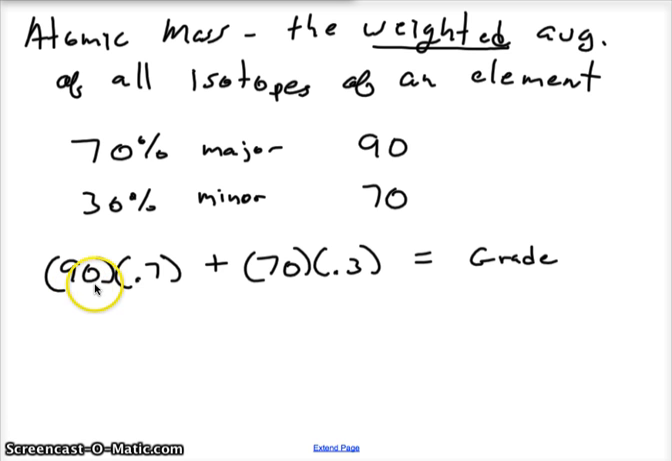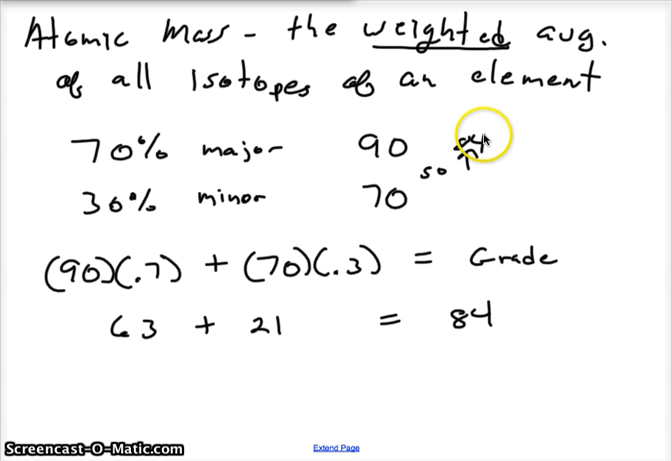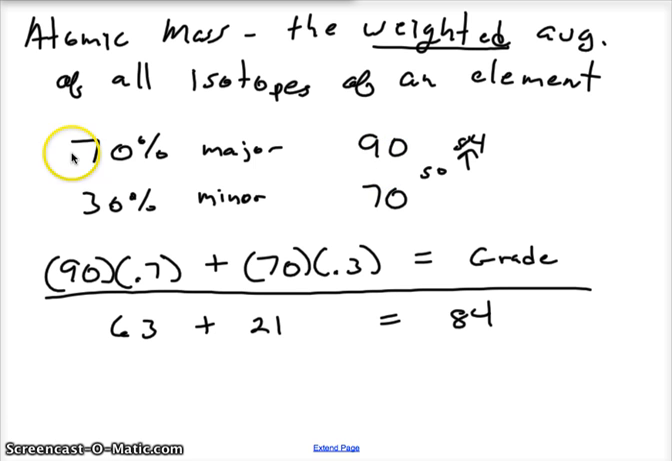And so 90 times 0.7 would give you 63. 70 times 0.3 would give you 21. Add those two together, you're going to get 84. And you can see instead of being in the middle at 80, we are weighted to an 84 because major grades are more important. And so this is exactly how atomic masses work. You're going to simply weight based on the percentage by the mass, and we're going to figure it out.